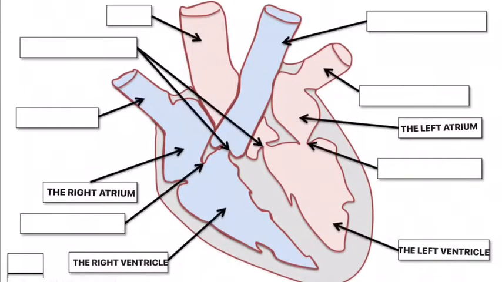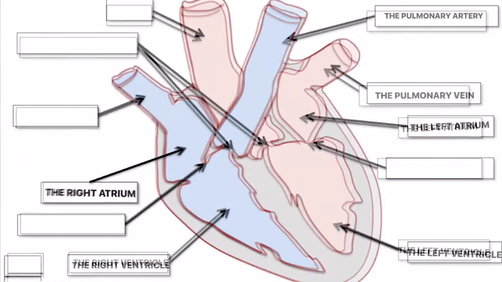As we move to the left side of the heart, we see that it also has an atrium and a ventricle. However, the muscular wall of the left ventricle is much thicker. It's got a much thicker layer of muscle, so it can pump blood a lot more powerfully because it has to pump the blood to the rest of the body.